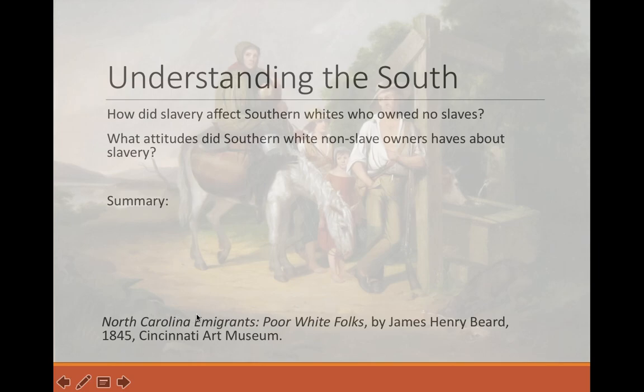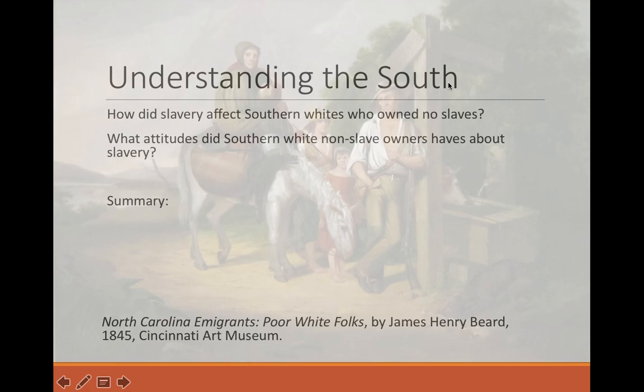It's a painting called North Carolina Immigrants, Poor White Folks. How did slavery affect Southern whites who owned no slaves? So the answer to that, if you think about it, what are slaves going to do to wages? If you are a rich person in the South and you can afford to hire people, would you rather hire a poor white worker or buy a slave? You're probably more likely to buy a slave. So what that is going to do is it is going to lower wages.